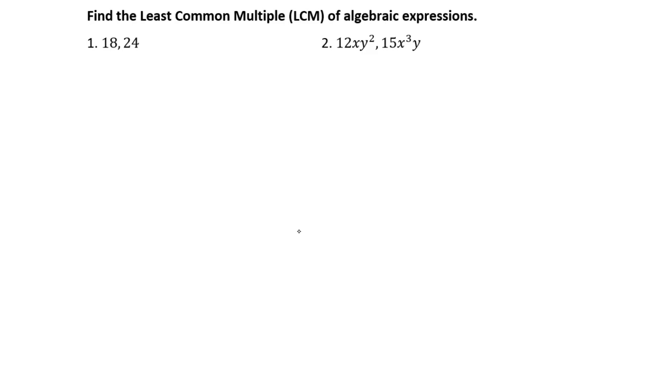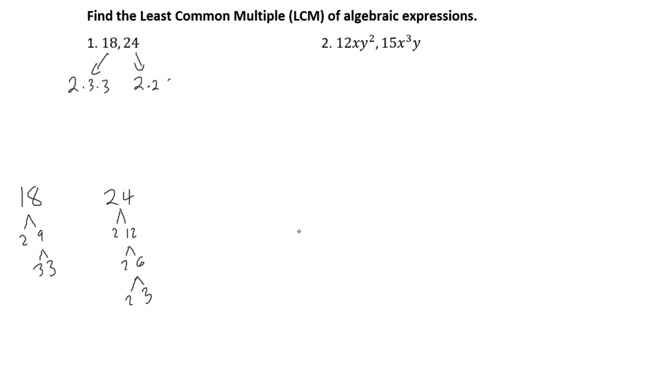All right, so if you take the number 18 and break it down into prime factors, which is breaking down to its prime numbers, it breaks down to 2 and 9, 3 and 3. So 18 is 2 times 3 times 3. Then we're going to look at 24. 24 breaks down to 2 and 12, 2 and 6, and 2 and 3. So 24 is 2 times 2 times 2 times 3.